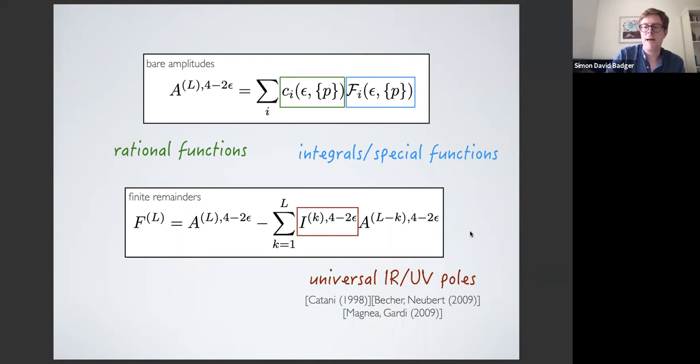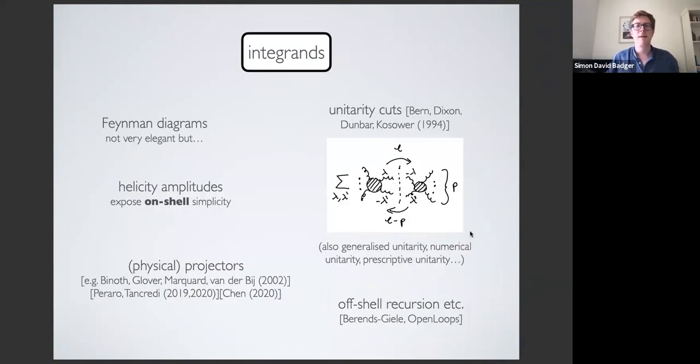And we'd like to go through an analytic calculation for these things so that we have something that's really fast and stable and well understood for flexible phenomenological applications. There are three ingredients that would go into this. The first thing being the integrands. We have a well-established technique for dealing with integrands, it's Feynman diagrams. It's not very elegant, or at least maybe it is very elegant, but it's sometimes not very practical.